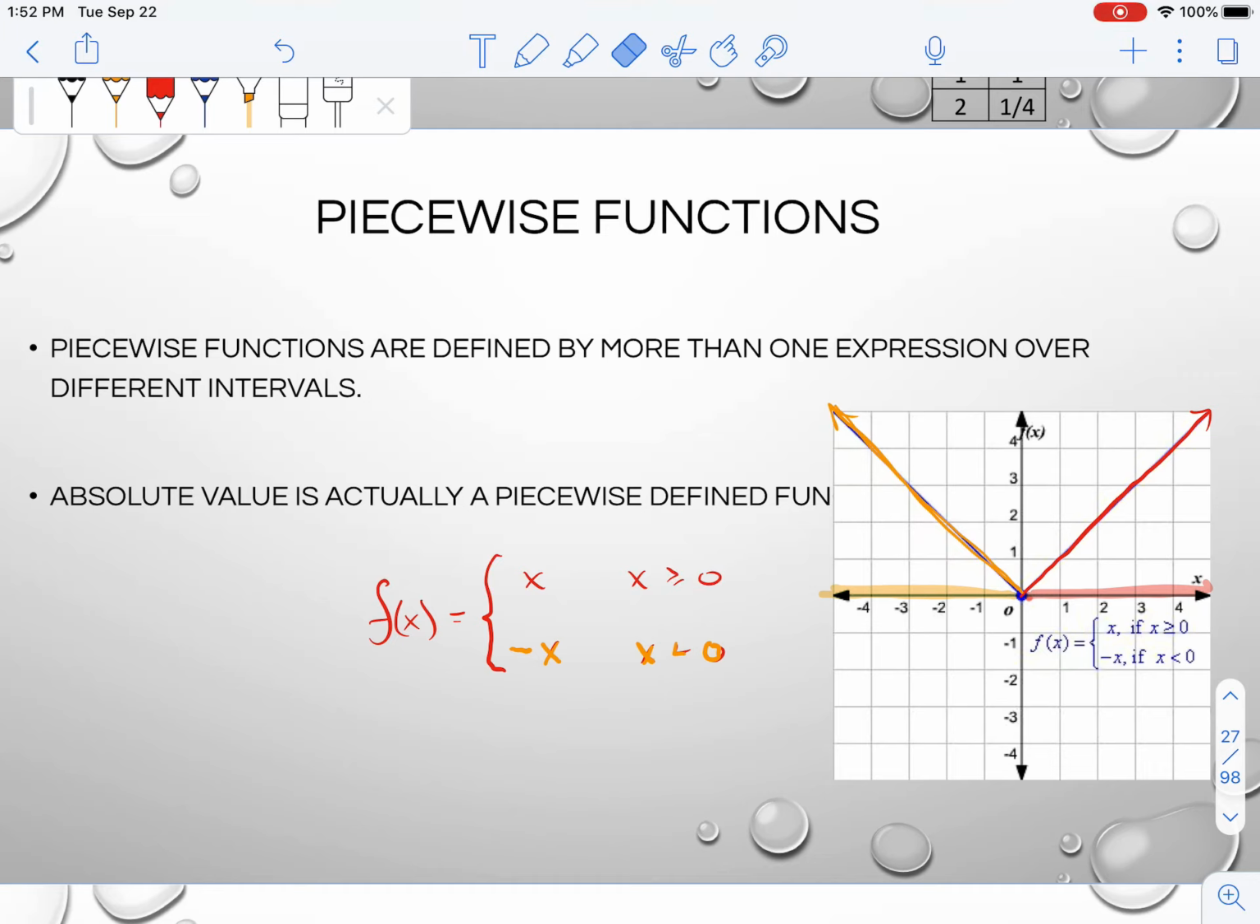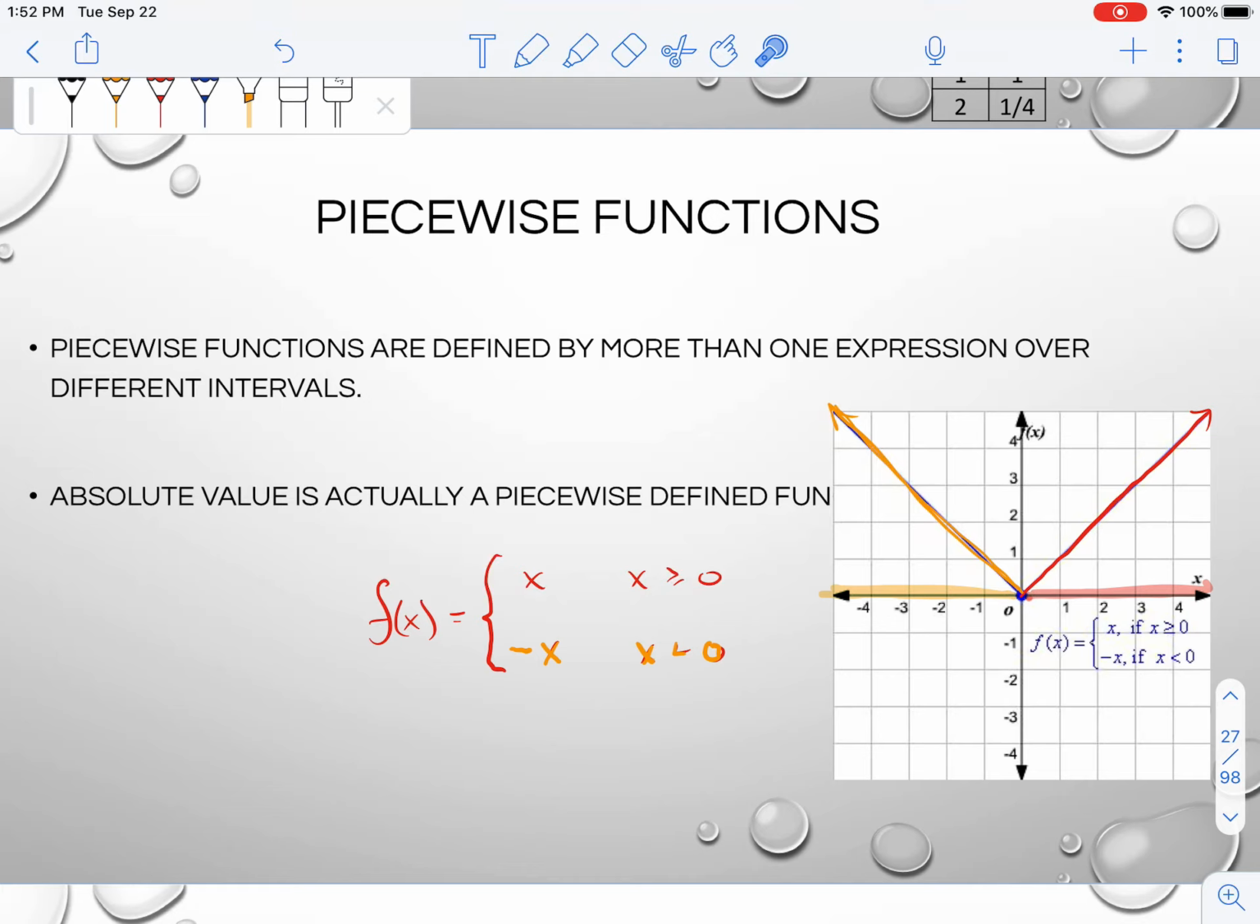An absolute value function is actually the piecewise function f of x equals x when x is greater than or equal to 0. So when our x values are positive, strictly to the right of the y-axis. And then f of x equals the opposite of x when x is less than 0, right? So when I have all of my negative x values to the left of my y-axis.